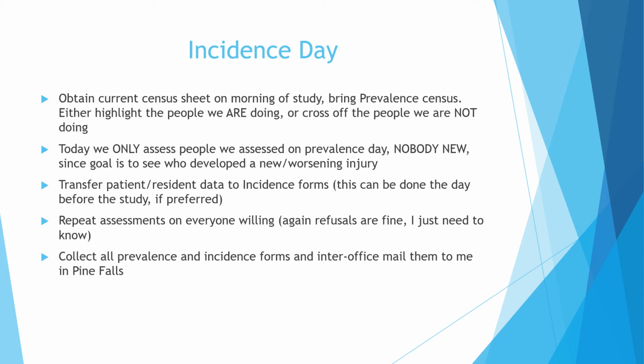Then we do the same thing as last time. We fill in the demographic info on the collection form, and check everyone on the list who's going to let you. This should take less time than the prevalence part, since the number of assessments you have to do will be lower. Once you have all the forms, please double check them to make sure all the info is there and complete, and then inter-office mail everything to me in Pine Falls.